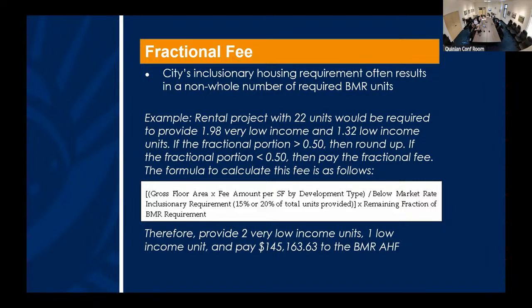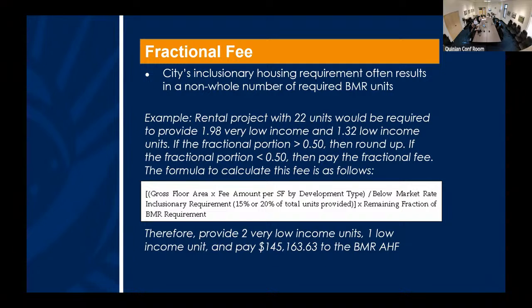If the fractional portion of a requirement is greater than 0.5, we ask the developer to round up. So for the 1.98, we would say, please just provide us 2 very low income units. If the fractional portion is less than 0.5, then we ask them to pay the fractional fee. The formula to calculate that fee is as follows. We're going to break that down.